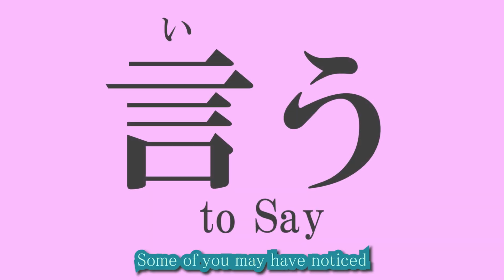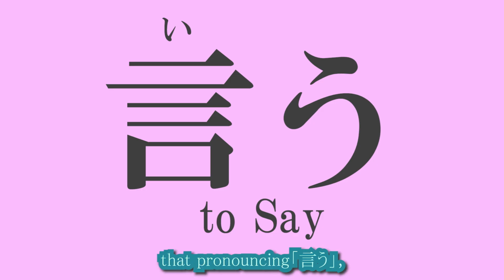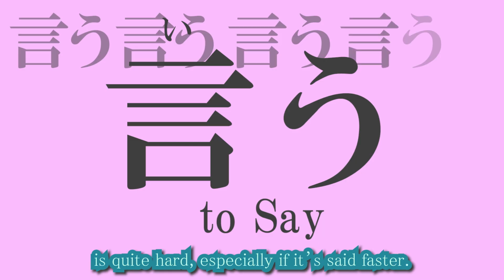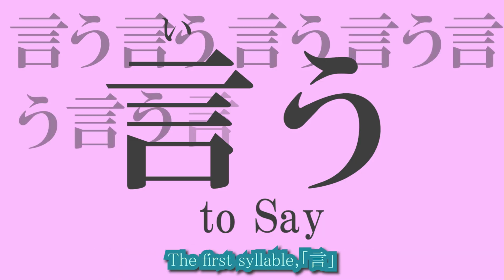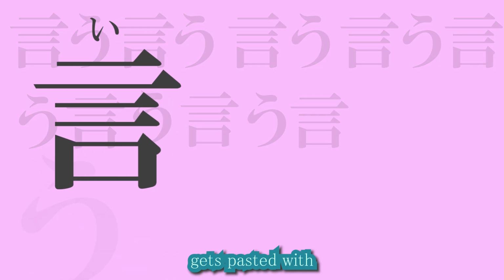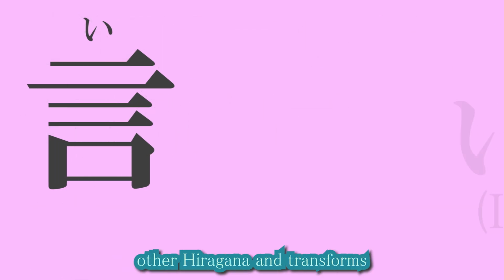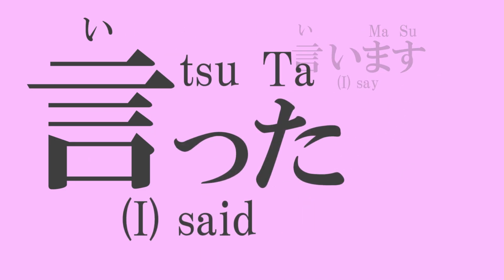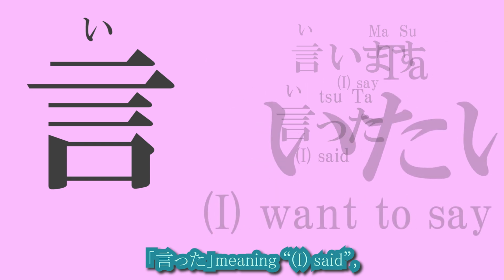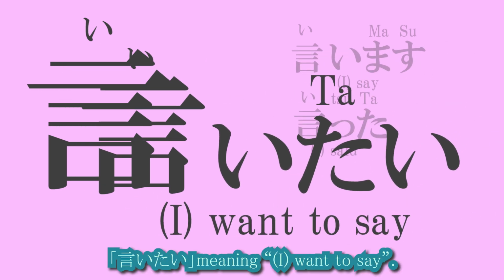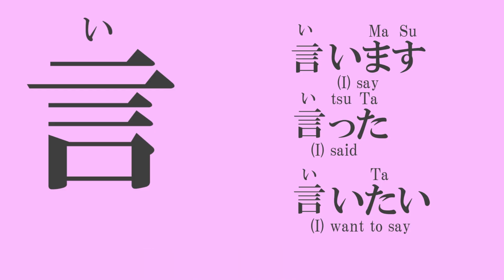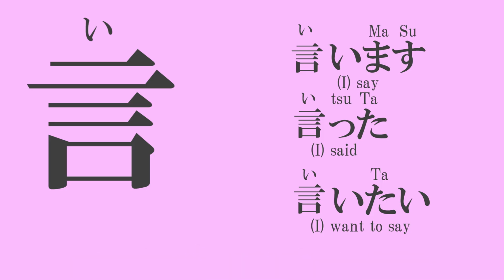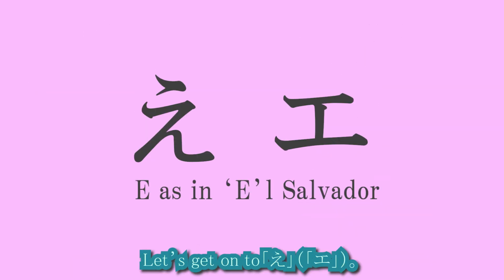Some of you may have noticed on the last lesson that pronouncing iu is quite hard, especially if it's said faster. The first syllable, i, gets pasted with other hiragana and transforms. Iimasu, meaning I say, itta, meaning I said, iitai, meaning I want to say. So, transformed, they are easier to pronounce. Let's get on to e.